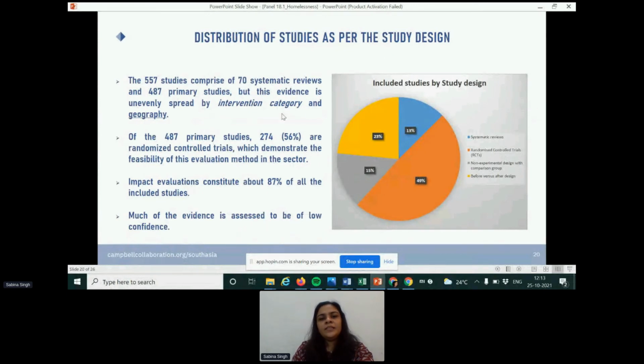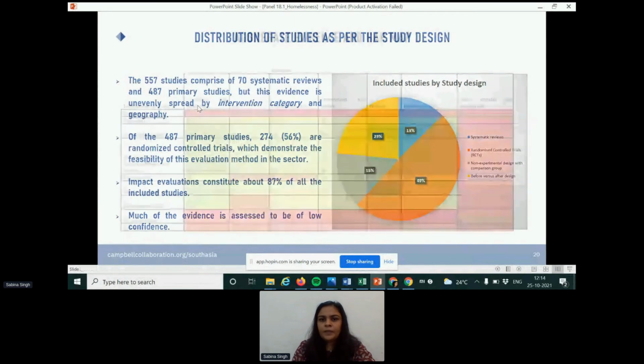And as regards the intervention categories and geographies, the evidence is unevenly spread across intervention categories and geographies. Most of the evidence, about 80 to 85%, comes from the North American region itself, including the US and Canada. When I talk about the uneven spread of intervention categories, I will be showing that in one of the slides.